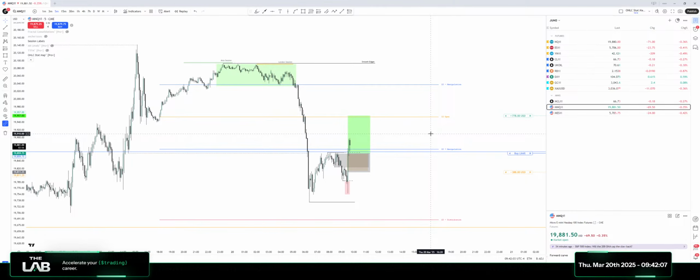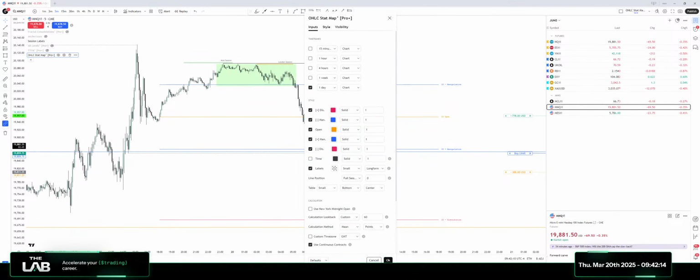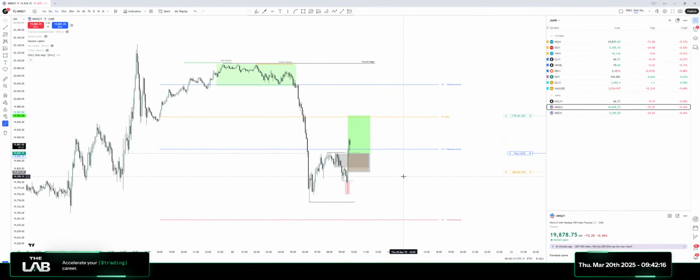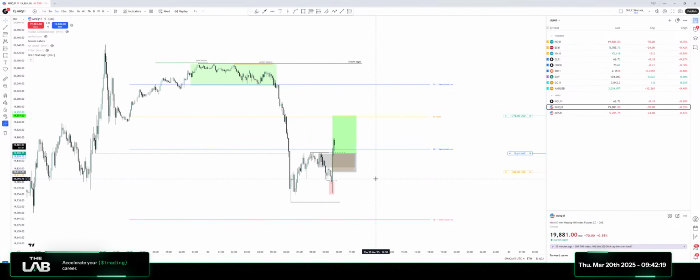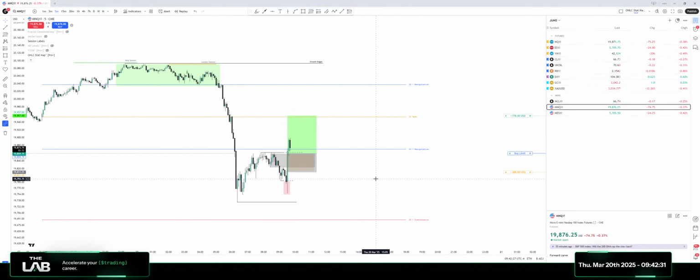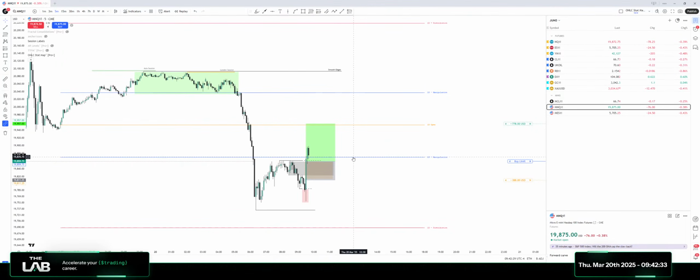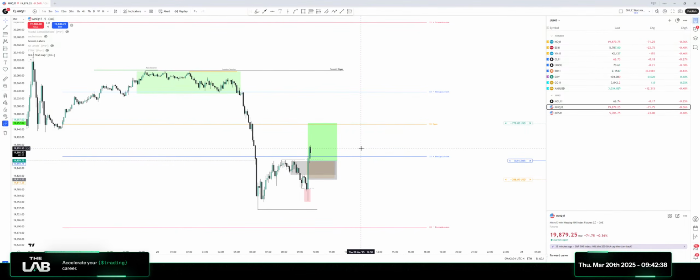I didn't check the stat map today. Let me check. I've been using the stat map lately more as a way to see, not looking for precise unicorns at these levels, but if we actually could see a close above this daily manipulation level, that would be nice, at least for my trade.